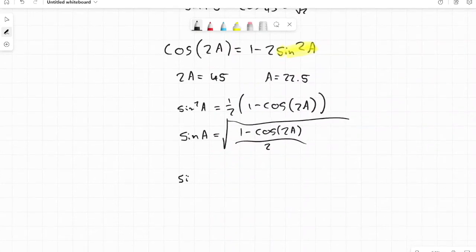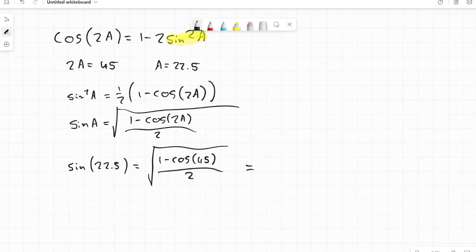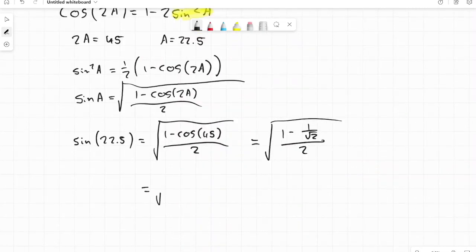Now we've got sine, what's a? 22.5 is equal to the square root of (1 minus cos of 2 times a, which is 45) all divided by 2. Then we can ask our calculator, what is cos 45? Or we just know it because we're such good students. That's 1 minus 1 over square root 2, divided by 2, which is equal to the square root of 1/2 minus 1 over 2 square root 2.